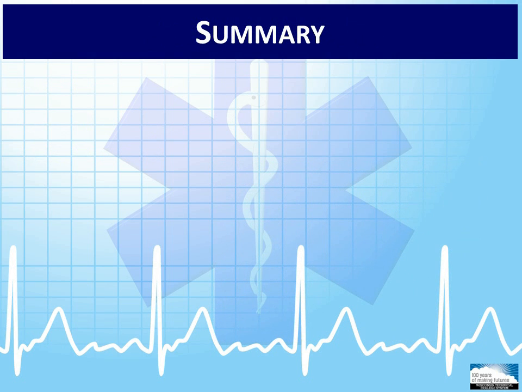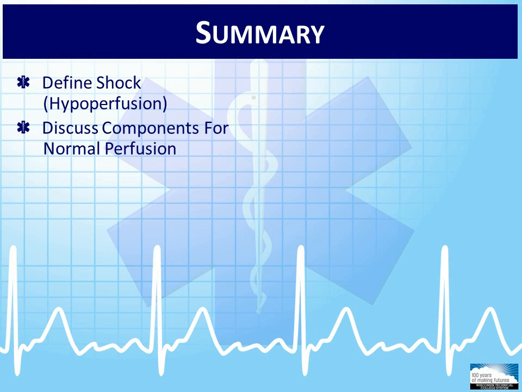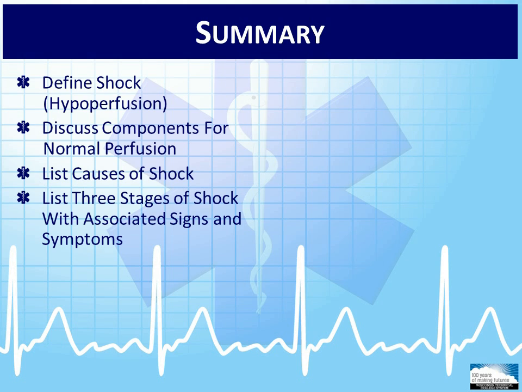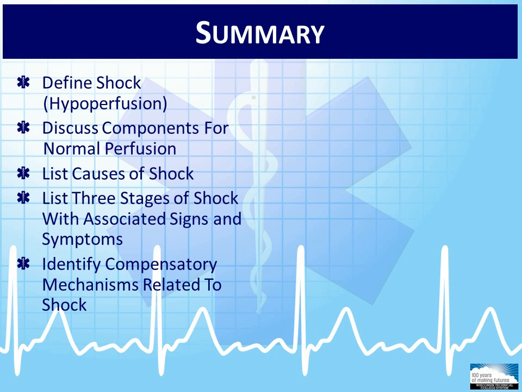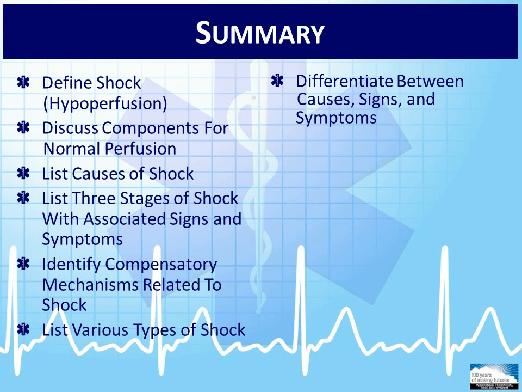That concludes this module on shock. You should now be able to define shock, hypoperfusion, discuss components for normal perfusion, list the causes of shock, list the 3 stages or categories of shock, and differentiate between signs and symptoms of the 3 stages. Identify the compensatory mechanisms related to shock. List various types of shock. Differentiate between causes, signs, and symptoms of the various types of shock. Explain appropriate care for patients exhibiting signs and symptoms associated with each type of shock.